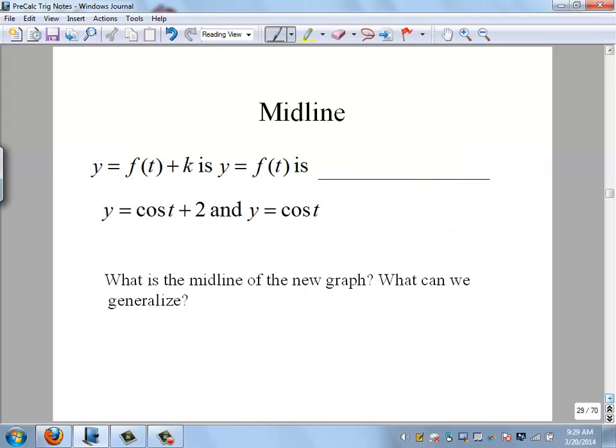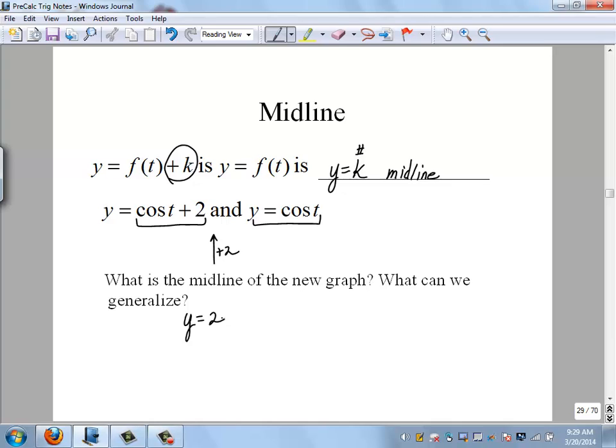Midline. This is a little review. Midline is when I add or subtract a constant after. So you're always going to say y equals k, or y equals a number, and that is always going to be your midline. And I suggest that you always draw it to make sure. If you look at this one right here, I have y equals cosine t here, and then I have cosine t plus 2. So this one has been shifted up 2, which makes your midline 2 because it's halfway between the upper and lower. So this graph is going to go up to 3 and down to 1 because it's been shifted up. So the new midline is y equals 2 for that new graph.